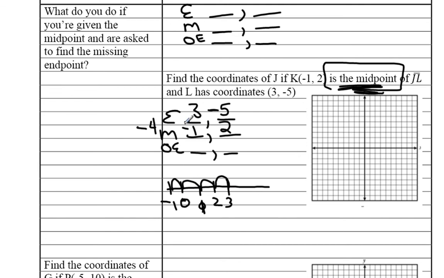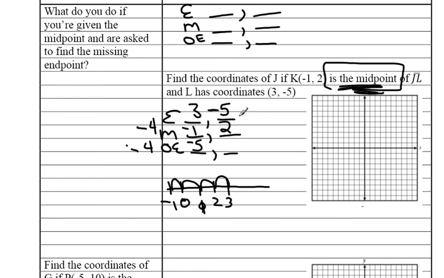So whatever we did to 3, we're going to do the same to negative 1. We subtracted 4 from 3 to get negative 1. So we're going to subtract 4 from negative 1, and that's going to give us negative 5.